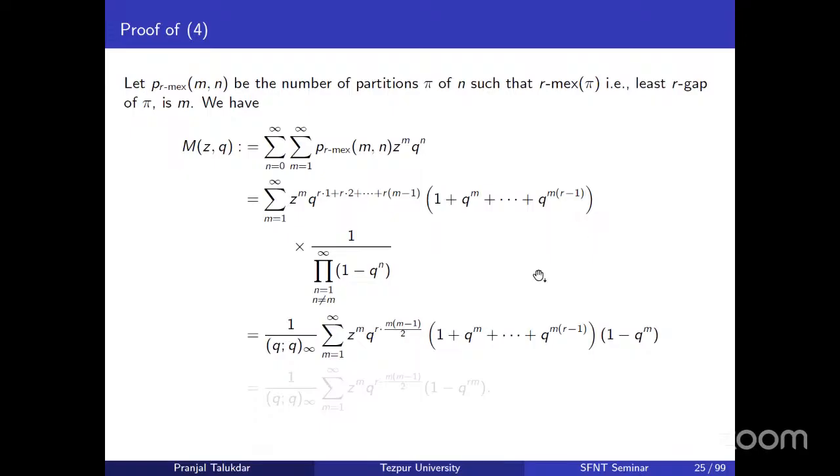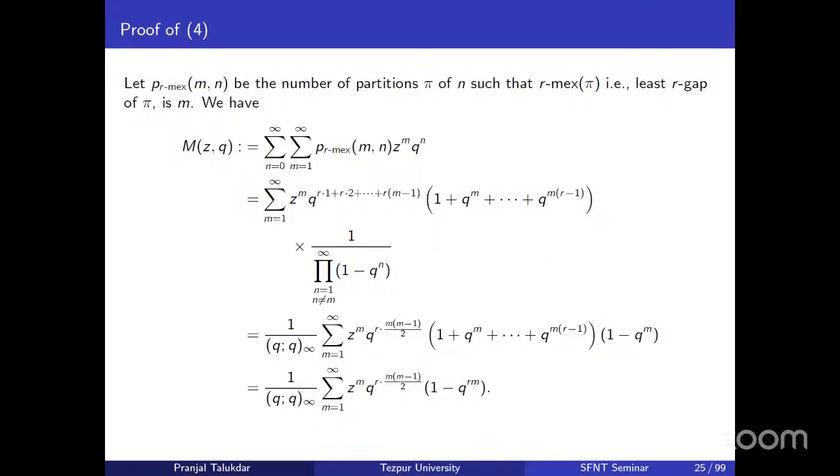Now if we allow n to be equal to m, that means if we multiply and divide by (1 minus q^m), then this becomes 1 by (q)_infinity, and it comes outside the summation. Then this term comes here, and if we sum this up, this will give us this one, and with these two products it simplifies to this one. So this is a double sum which involves the number of partitions of n with least r-gap m.